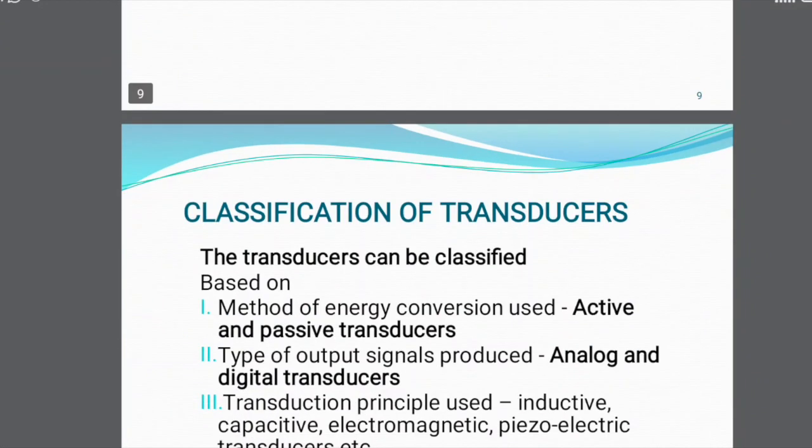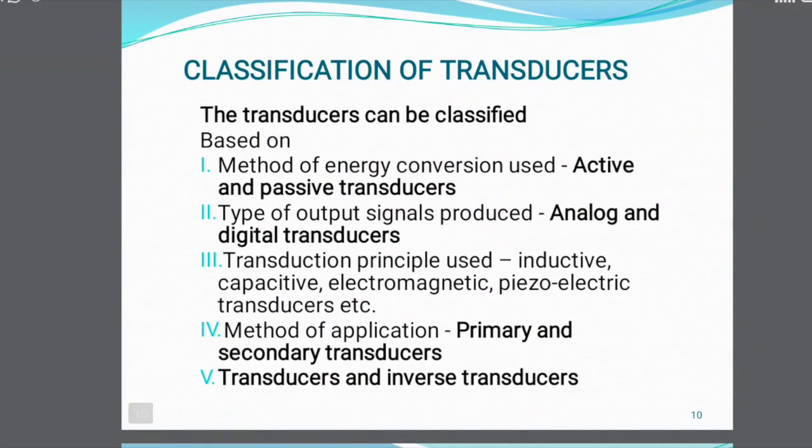Then classification of transducers. The transducer can be classified based on method of energy conversion used, active and passive transducer. Then type of output signal produced, analog and digital transducer. Then transduction principle used, inductive, capacitive, electromagnetic, piezoelectric transducers, etc. Then method of application, that means primary and secondary transducer. Then the next one is transducer and inverse transducer.